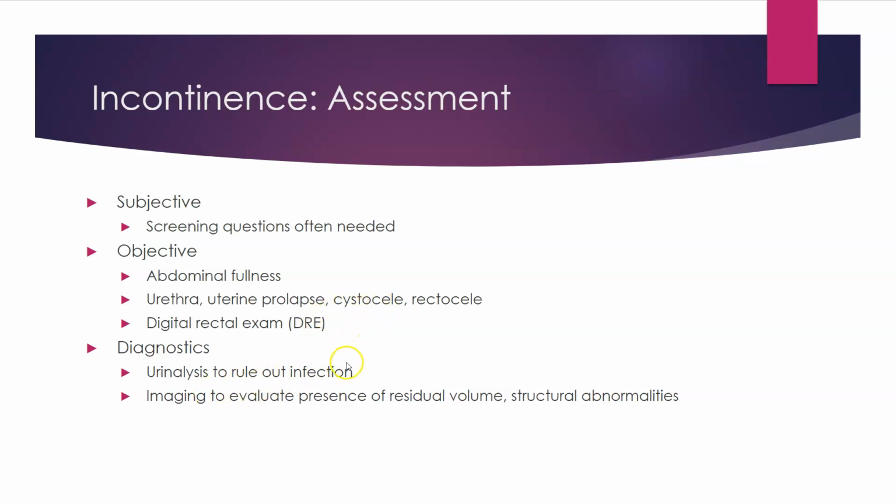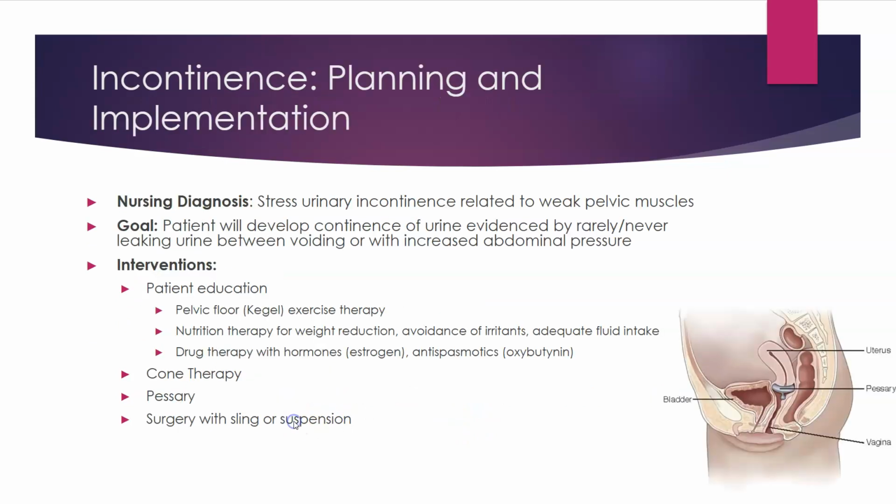Diagnostic-wise, a UA to rule out any infections, and then of course looking more for structural abnormalities using ultrasound, CT, or even MRI. Planning and implementation, so with stress urinary incontinence, there are a couple of different things we can do for weak pelvic muscles. Try to do Kegel exercises with this.